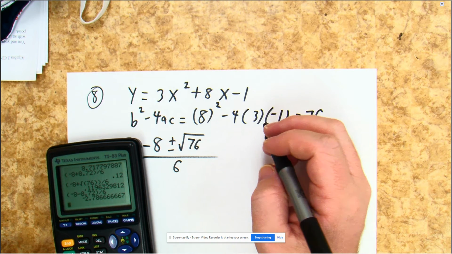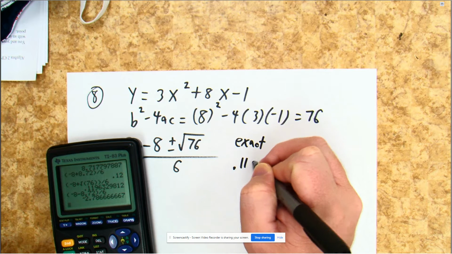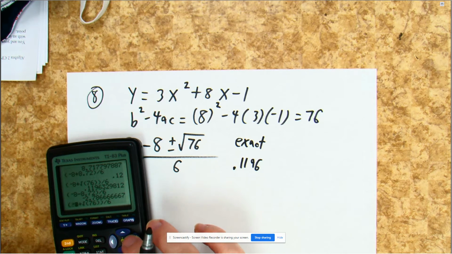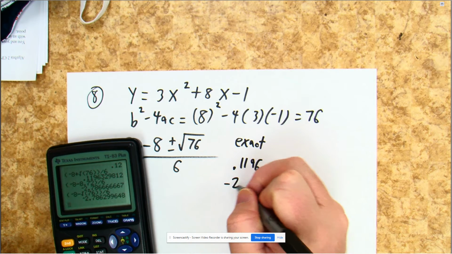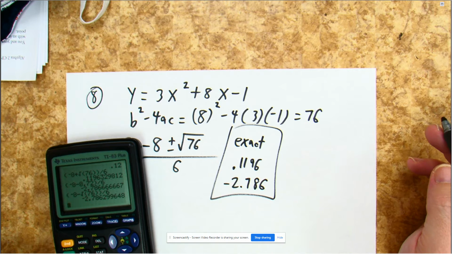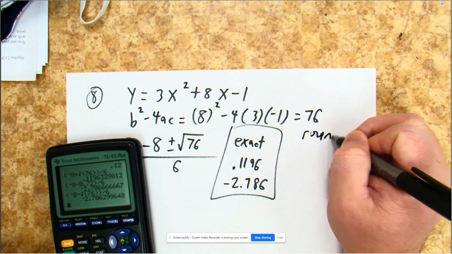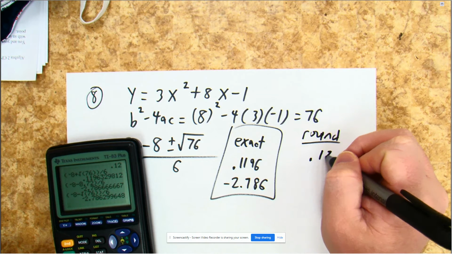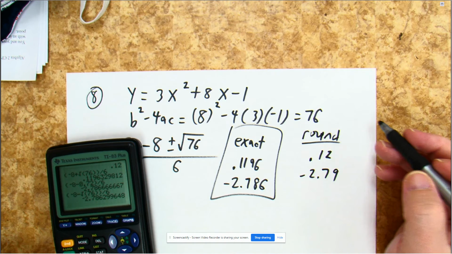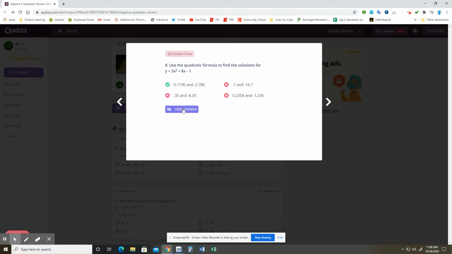So I would say, now the exact decimal would be 0.1196. And let me type this in. And negative 2.786. Those would be the exact answers, or the more accurate answers, I should say. But then if you wanted to round that square root of 76, getting a 0.12 and getting a negative 2.79 even, is perfectly acceptable as well. I would accept either answer. You just have to be careful about it.